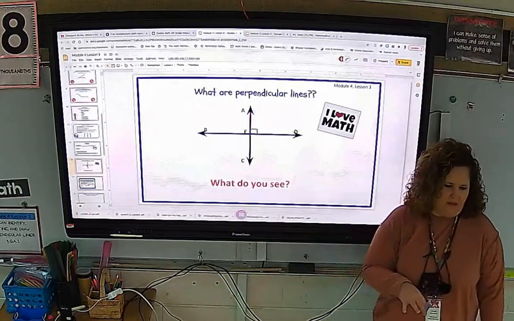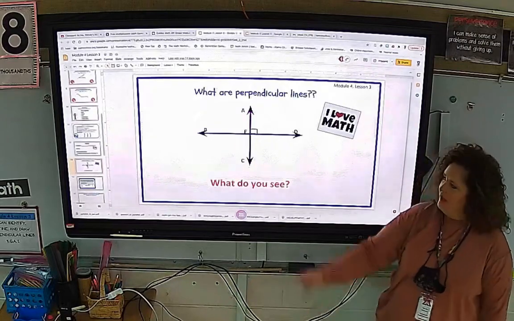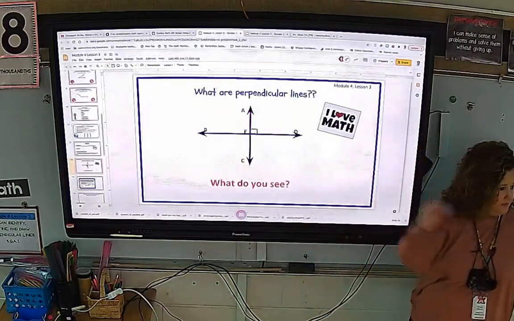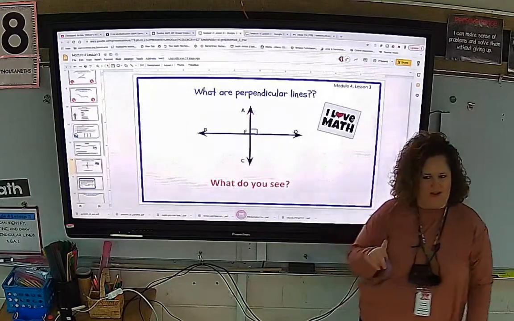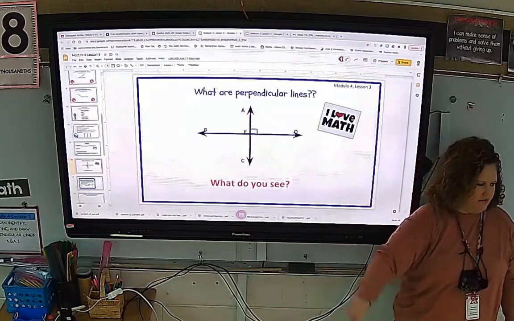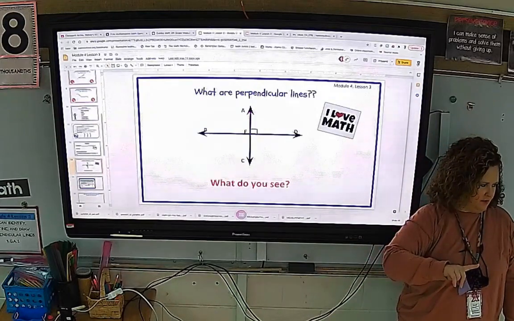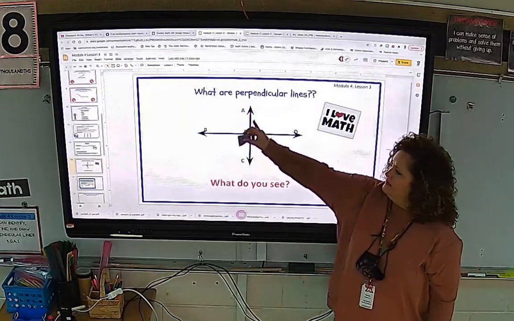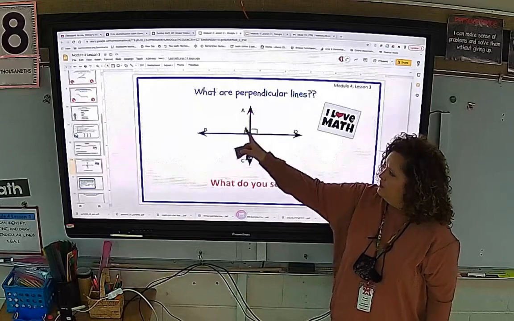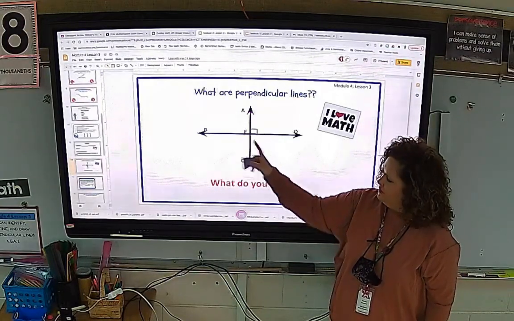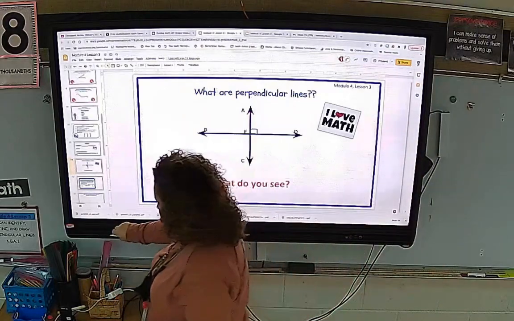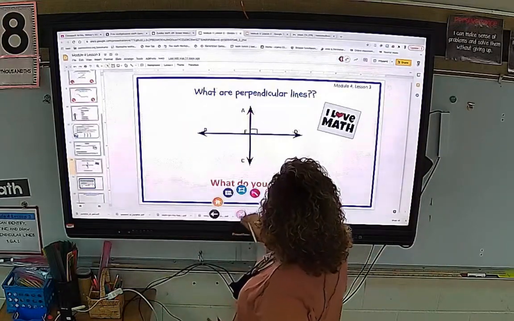But this is the neat thing about perpendicular lines. If I have two lines that have come together like that, and one of the angles is right, all of the angles are right. So if this is a right angle, then the one right beside it is also a right angle. This one underneath it is going to be a right angle, and this one is. Let me draw those on there so you can see them a little bit better.